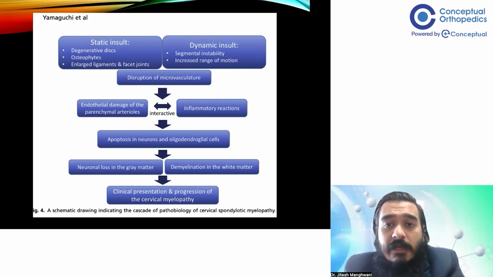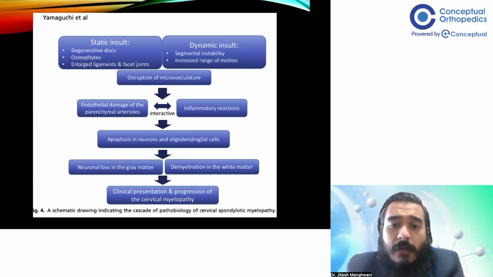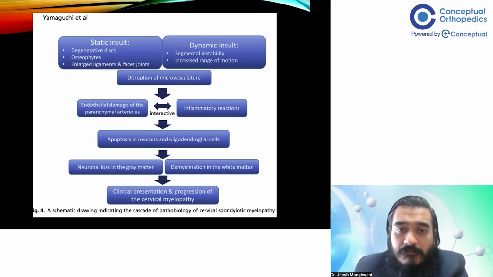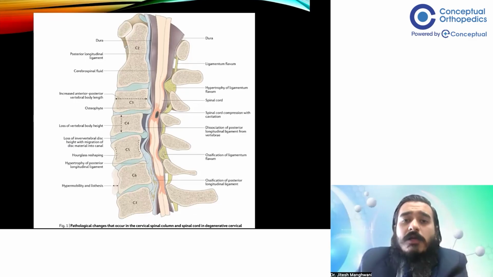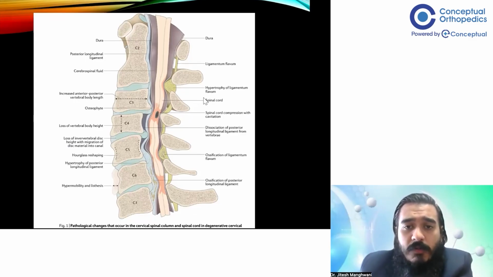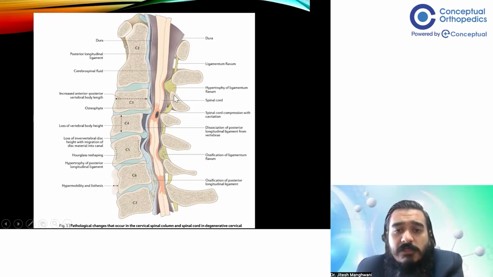Hence, the static and dynamic insult together cause a disruption of the entire microvasculature and would cause microscopic damage via apoptosis. That is how you get the clinical presentation and the progression of cervical myelopathy. Now, this particular image is a very famous image, which you would see in a lot of places. In a gist, it shows you how exactly this happens.